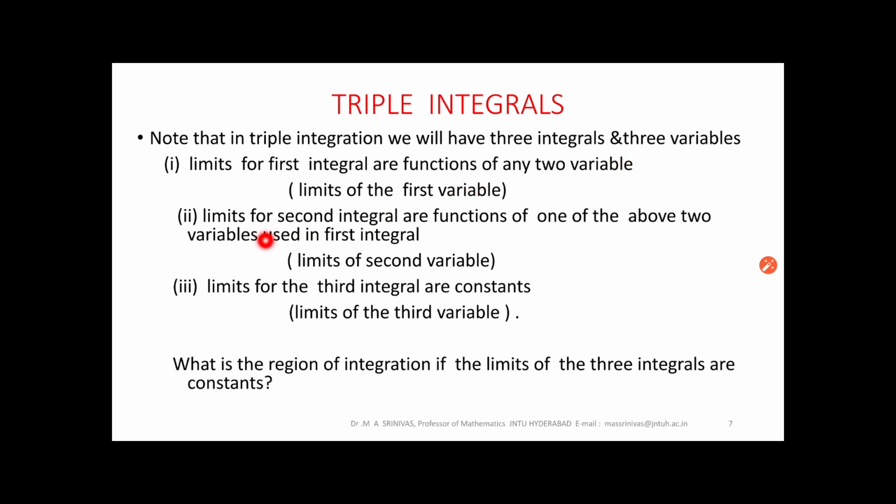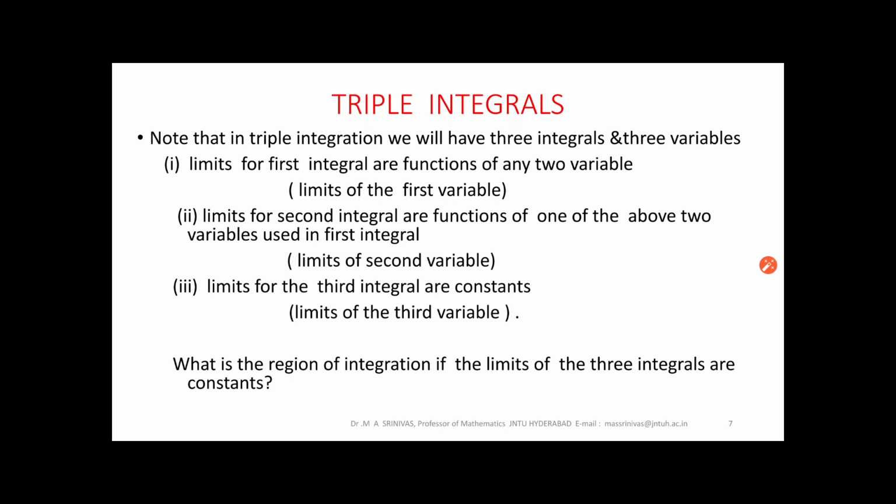And for the second integral, from the right side, I am counting. The second integral from the right side, you will have the limits in terms of one of the two variables what you have here. That limits will be in terms of one of those two variables. And the third integral from the right side will always have constant limits. In some cases, you may have the region of integration, maybe something for which the three integrals are constants.